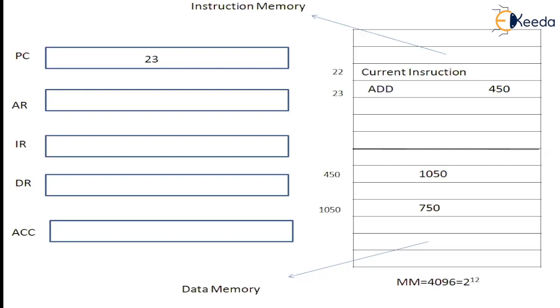Okay. Now, 23rd has been transferred to the address register, and the moment 23rd is transferred to the address register, this 23rd will get located in the main memory, under which there is an instruction. That instruction will get transferred to the instruction register. Now, the instruction is available in the instruction register right now.